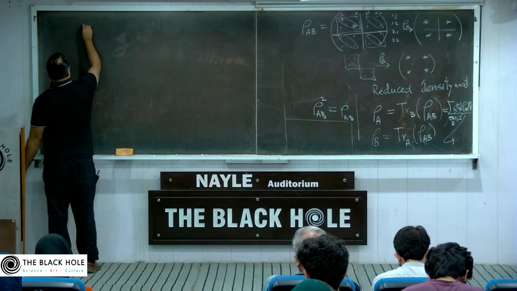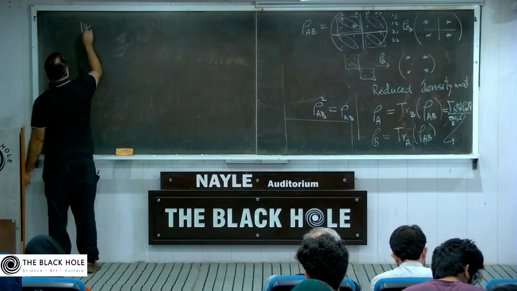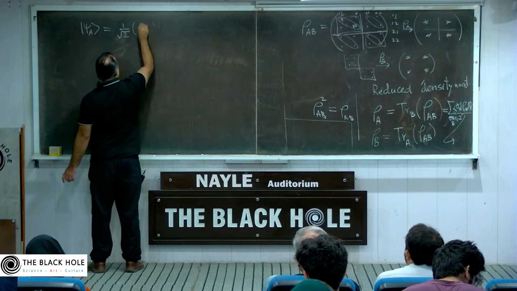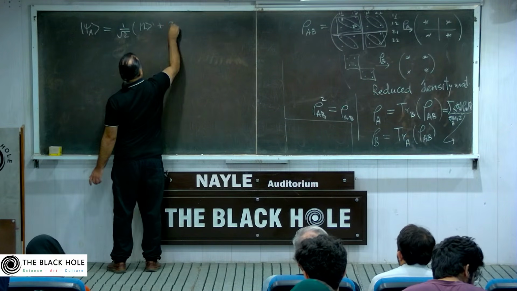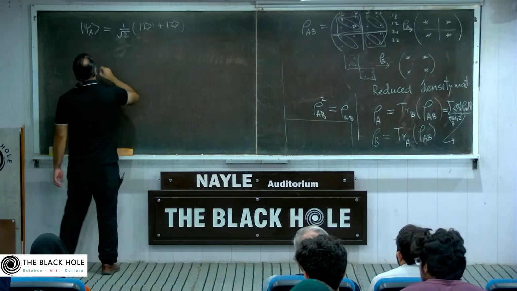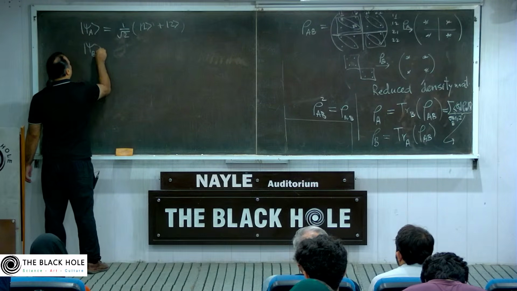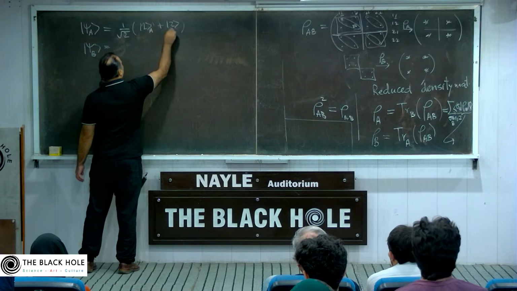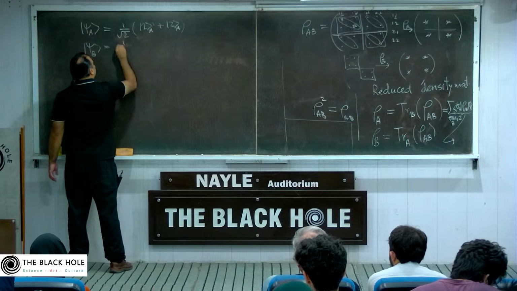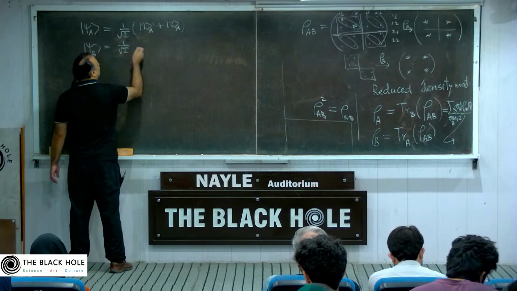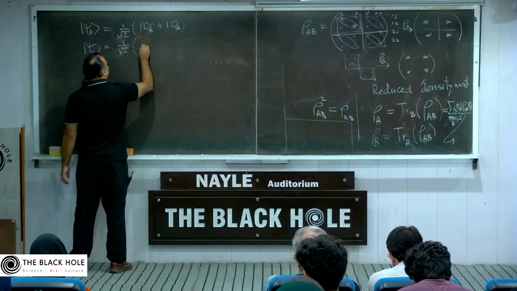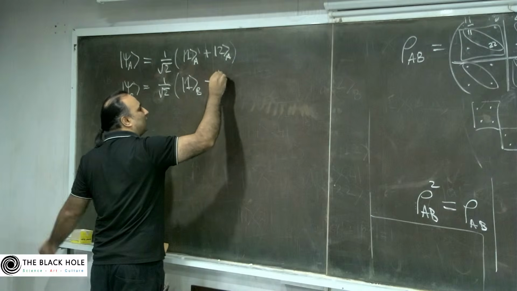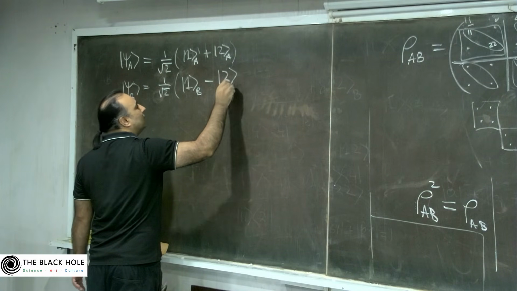Suppose we have for A, let's suppose we have this, and for B we can also have the same state. This is the Hilbert space of A. We can have something like this, or maybe we take the other state with opposite sign, doesn't matter.